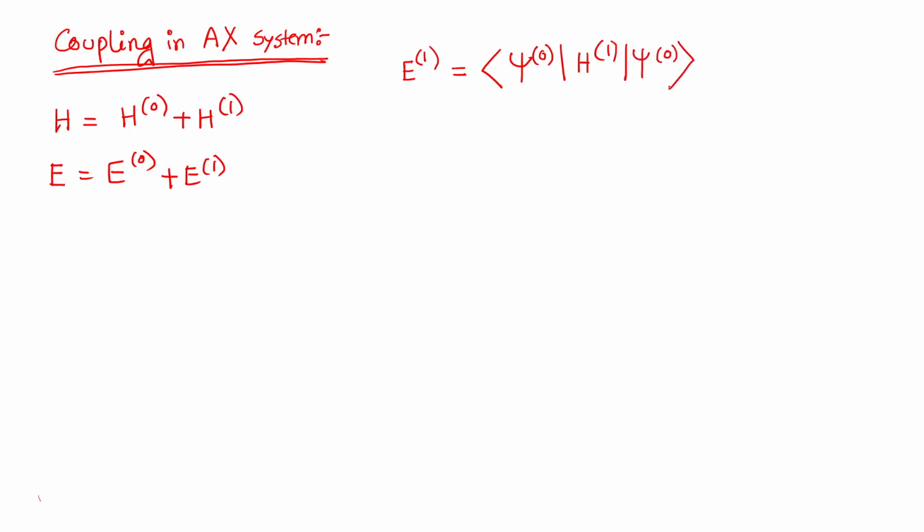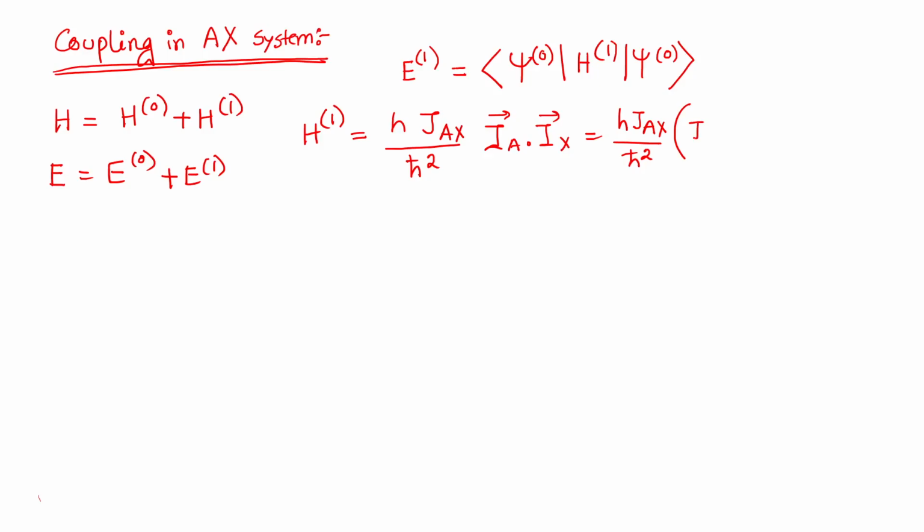Here we are directly using perturbation theory. The first-order Hamiltonian is H1 = (H cut)^2 J, and there is a vector, and as this is a vector, you need to consider a dot product, right?